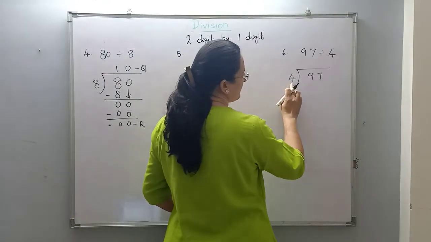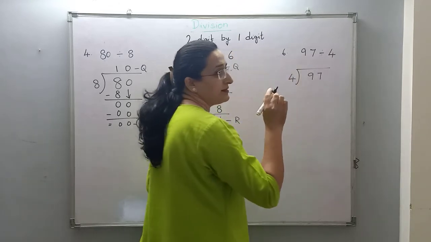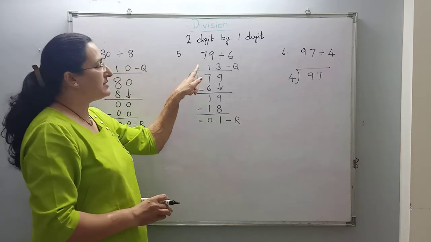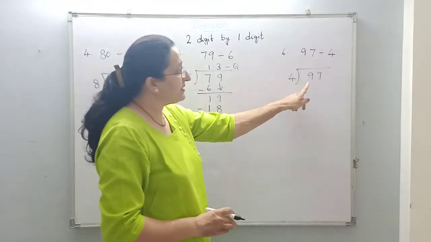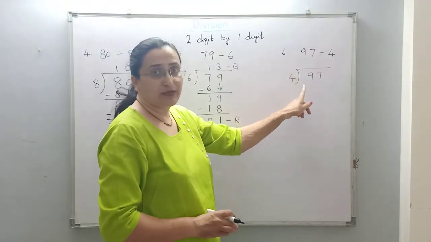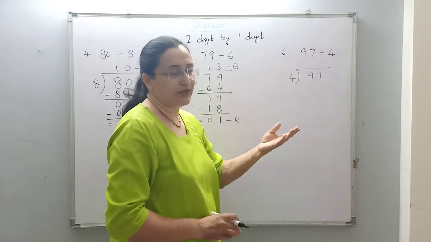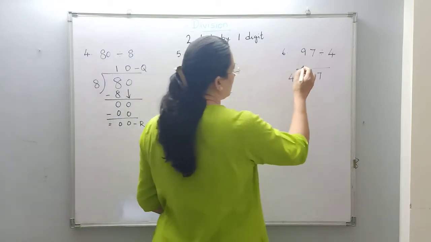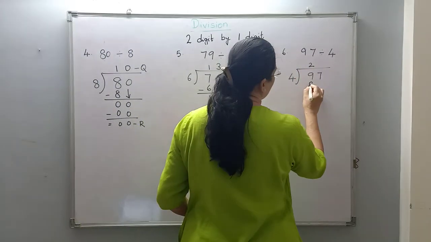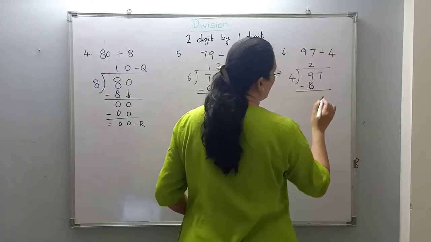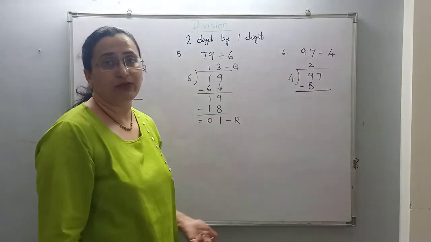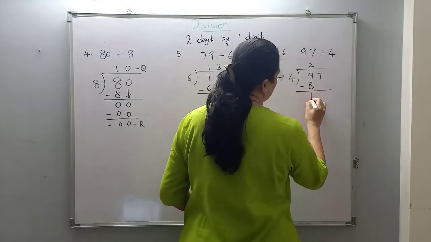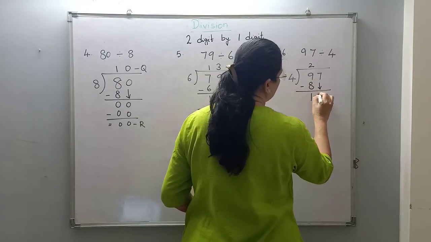Again 9 is greater than 4, but we have to find out a number. See, here it was 7, so we did 6 1s are 6. Now here it is 9, so we have to think a little differently. So we can go for 4 2s are 8 because 8 is smaller than 9 and 8 is closer to 9. So we have to find out a number always which is closer. So 9 minus 8 is 1 and bring this 7 down.